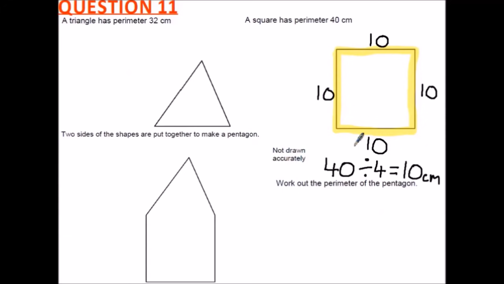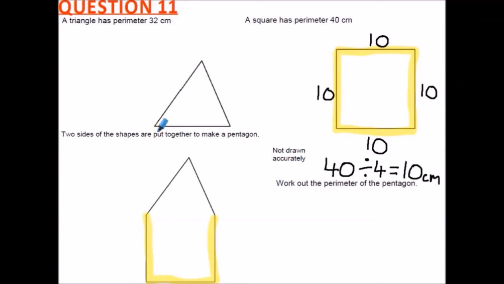The next part of the question says that these two shapes are joined to make a pentagon. So you need to visualise this here. Not all the sides of this square are used to make the pentagon. This pentagon is just the bottom 3 sides, without the top one. The top one's been taken out. The top side of the square has actually been shared with the bottom side of the triangle.